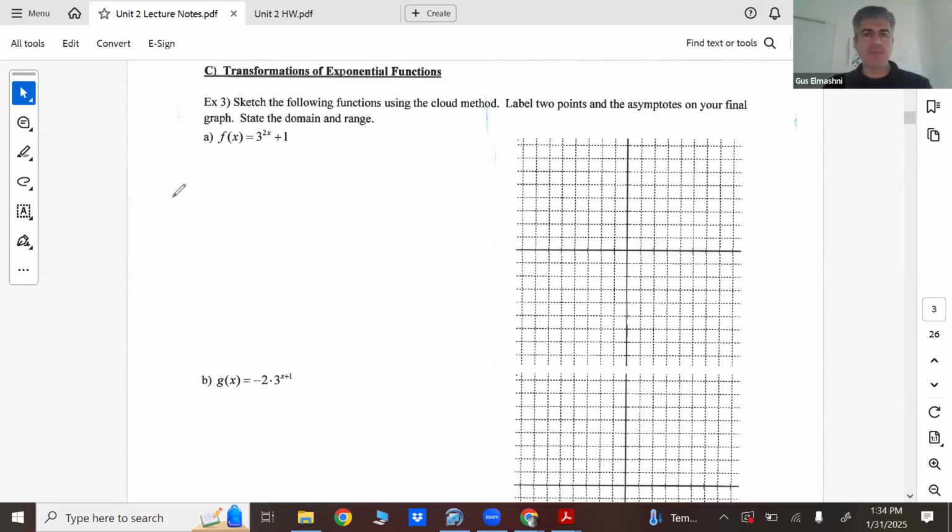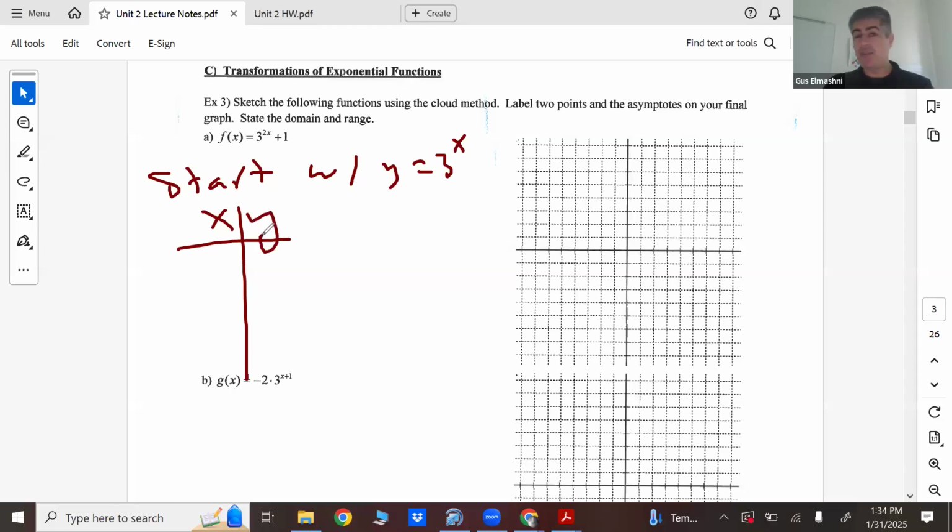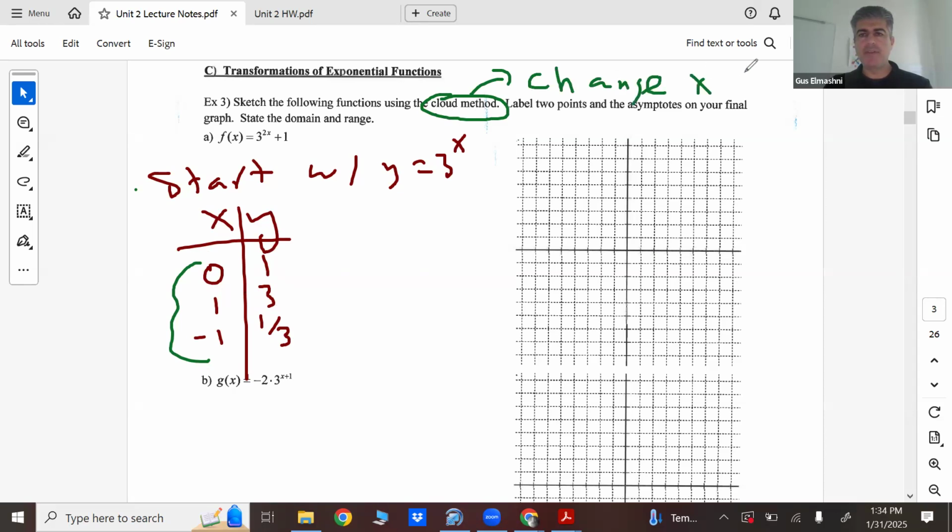So I would start with the parent function and just plug in like 3 values of x. All right. The cloud method just means change x and y. That's all it really means. So you change x and y.